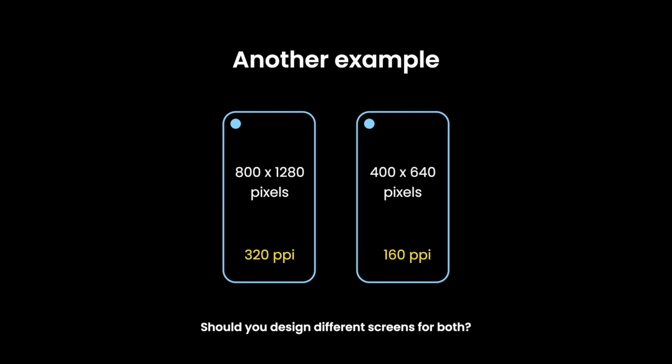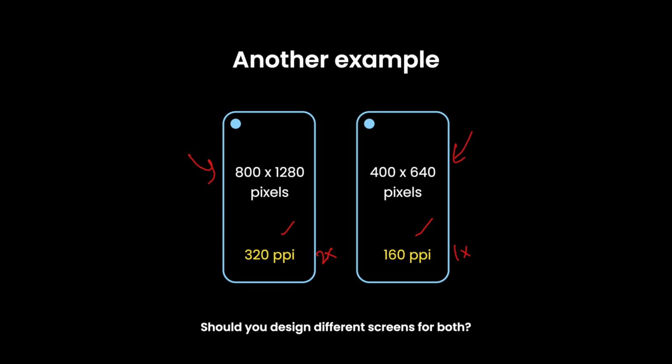Here you have two phones. The first phone has a resolution of 800 by 1280 pixels, and the right phone has a resolution of 400 by 640 pixels, and both of them are at different PPIs. This is at 1x and this is at 2x. Now the question is, should you be designing different screens for this scenario? We have two different resolutions as well as two different PPIs.